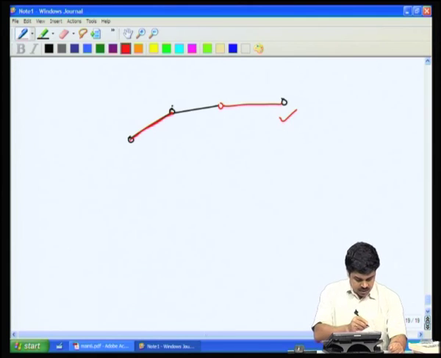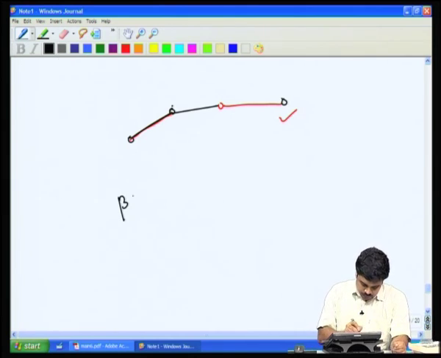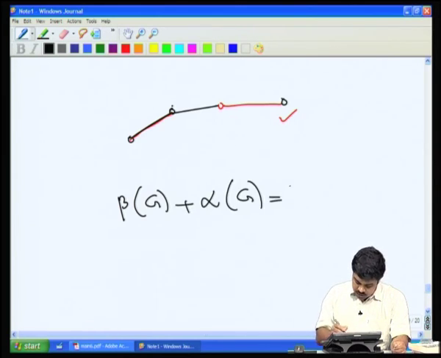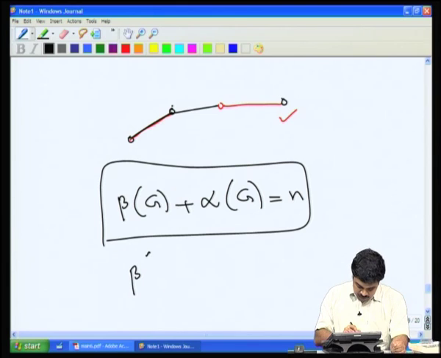Now there is an interesting statement that we studied about the connecting vertex cover and the biggest independent set. What was that? We studied that beta of g plus alpha of g is equal to the number of vertices in the graph n. Similarly, we have a relation between the edge cover and the minimum edge cover. The minimum edge cover can be denoted by beta dash of g, because beta of g is the vertex cover.